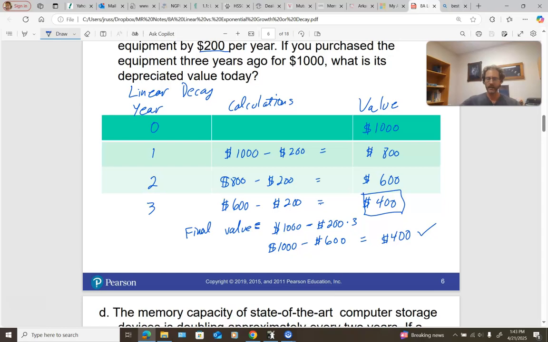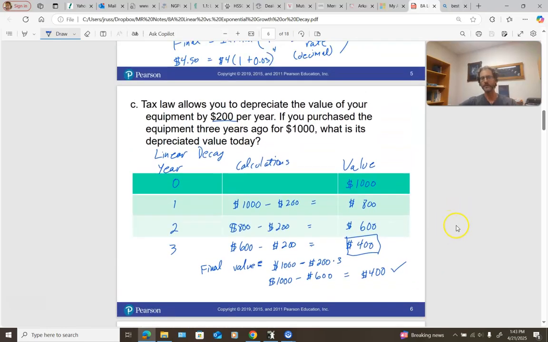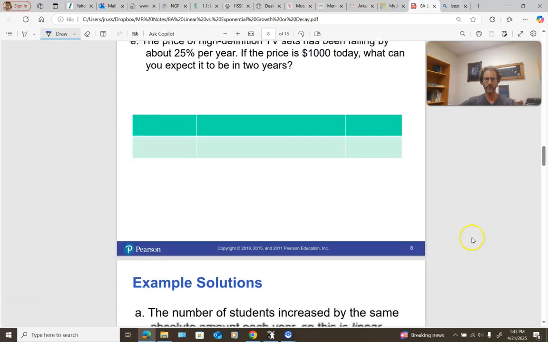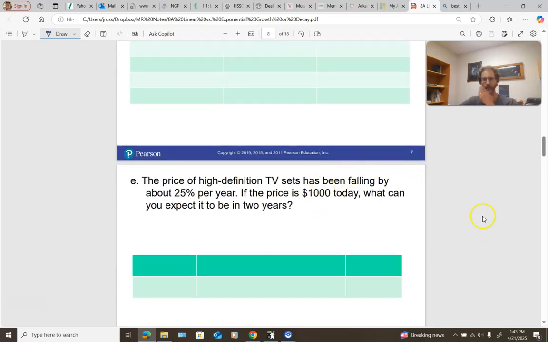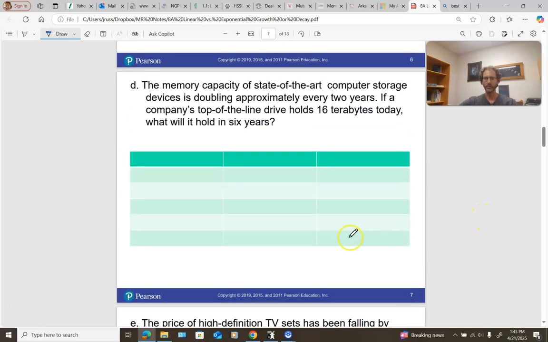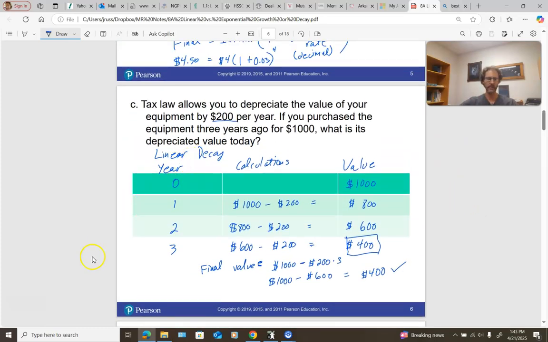Alright, guys. And I've gone almost a half an hour, so I think that's a good stopping point for this first video. We've got 2 more examples. We'll do them both by tables, and we'll use the formulas as well. And then we'll finish up the rest of this section. Alright, so I'll see you there in part 2.